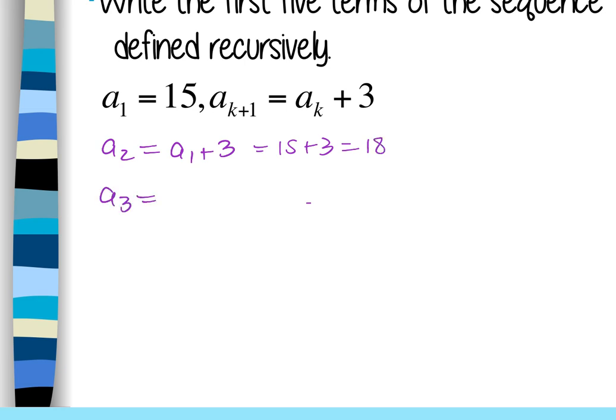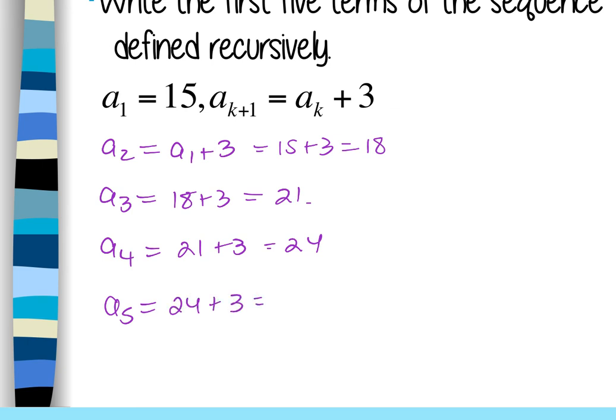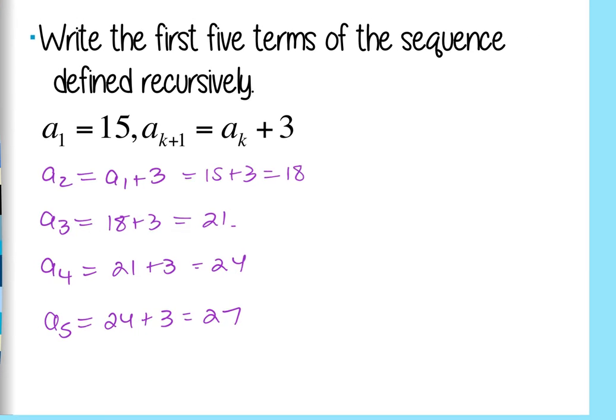A3 is A2 plus 3, which is 18 plus 3, or 21. A4 is A3 plus 3, or 21 plus 3, which is 24. And A5 would be A4 plus 3, or 24 plus 3, which is 27. So each time you're taking the one that comes before it.